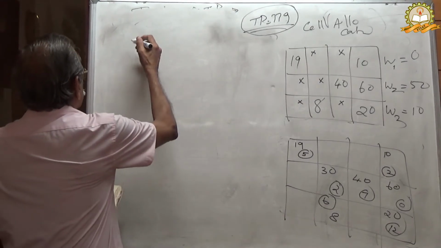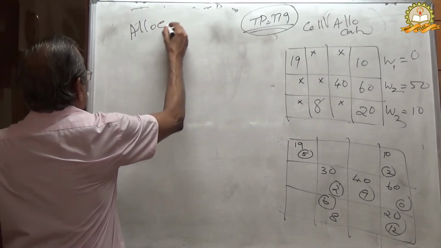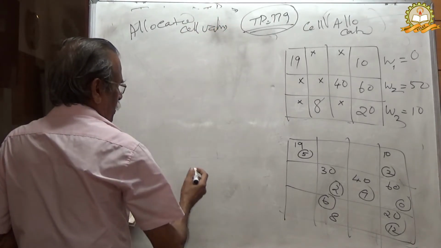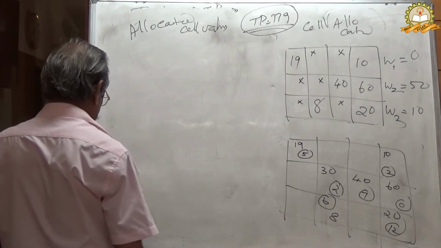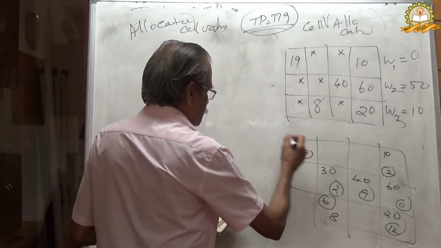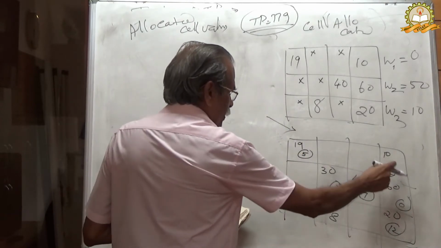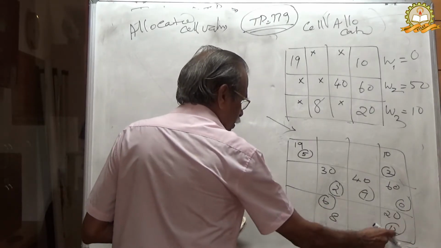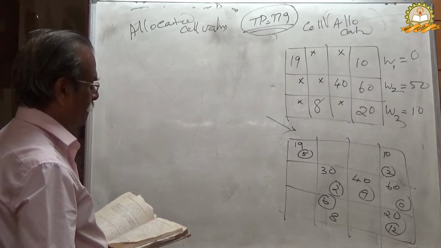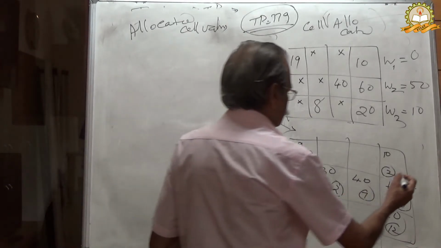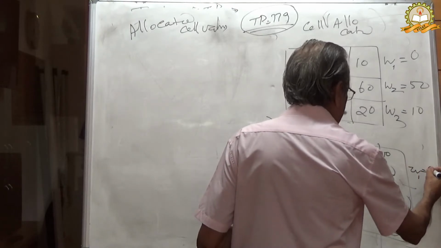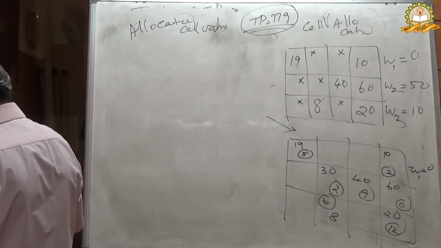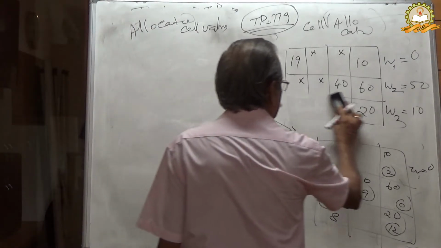You can write allocated cells. I will just give the steps. Allocated cell values: 19 into 5, 10 into 2, 30 into 2, 40 into 7, 60 into 0, 6 into 8, 20 into 12. After writing that, you have u1 equal to 0.